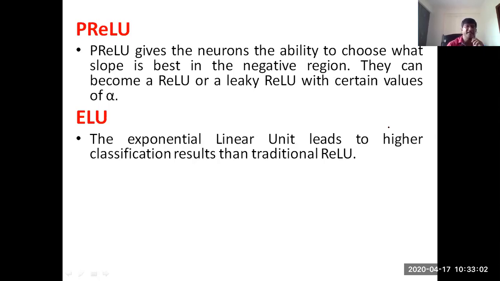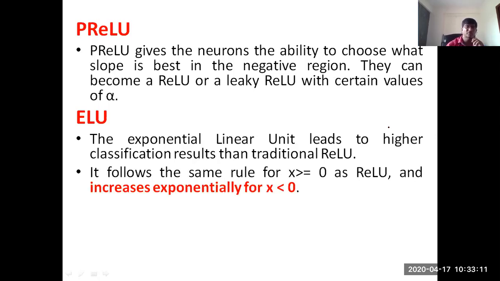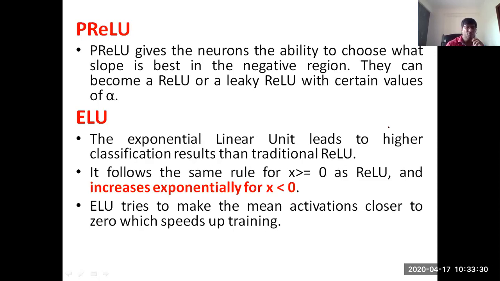And then we have ELU, that is exponential linear unit. It leads to higher classification results as compared to your traditional ReLU, right? And it follows the same rule: for x greater than or equal to 0, it would be the same as ReLU, and it would increase exponentially for all the values which have x less than 0. So that is where the exponential factor comes into play.